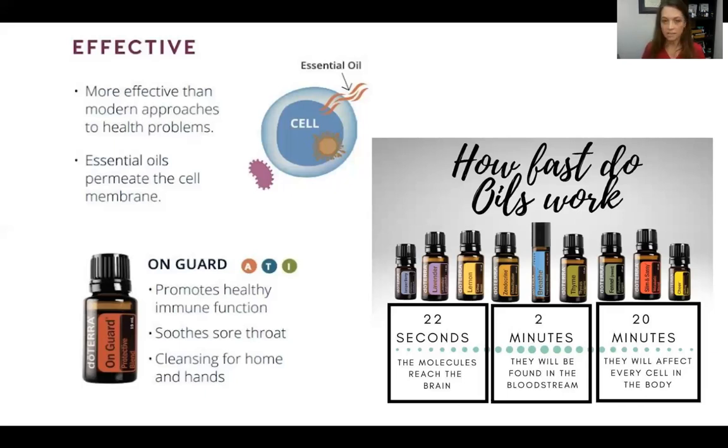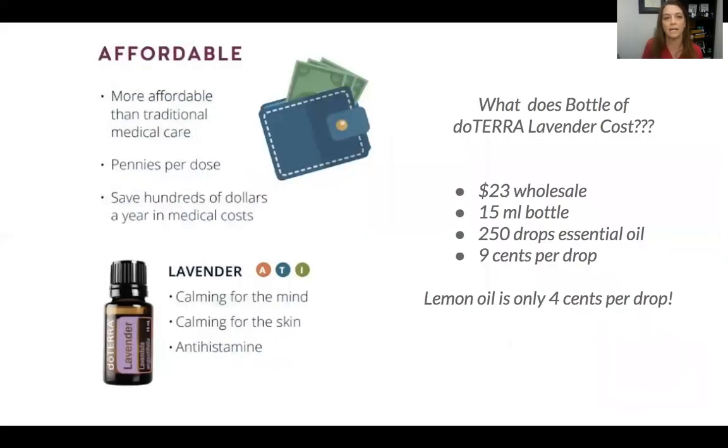When you smell an essential oil, it only takes 22 seconds to get to the amygdala part of your brain, which is where we house all of our emotions. So a lot of us have heard about aromatherapy. And that is a really great way to use essential oils because it's the quickest access to our brain chemistry. When you smell or apply or ingest an essential oil, it only takes 2 minutes where it will be found in the bloodstream. And then 20 minutes, it will affect every cell in the body.